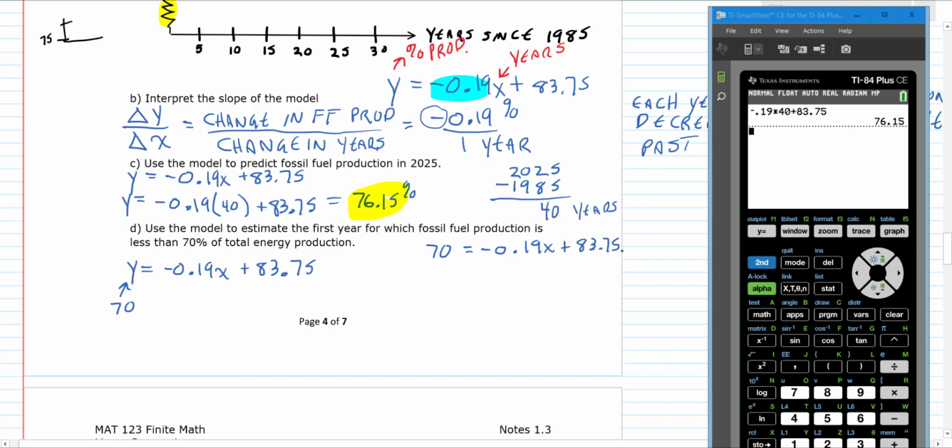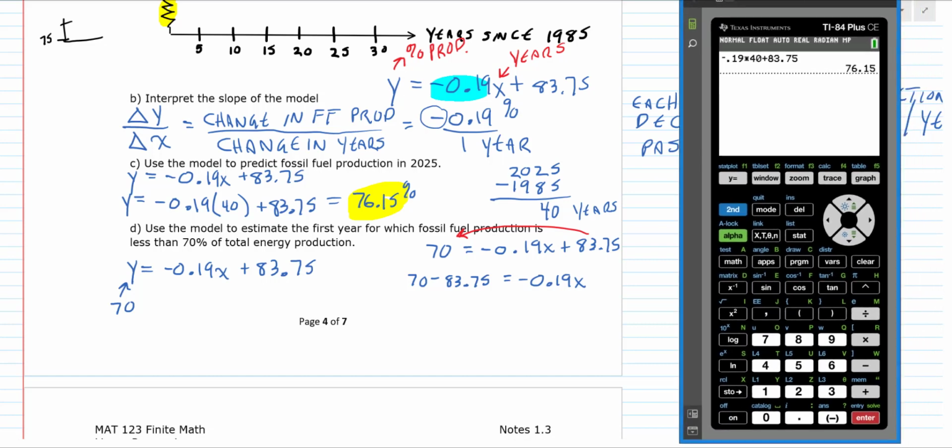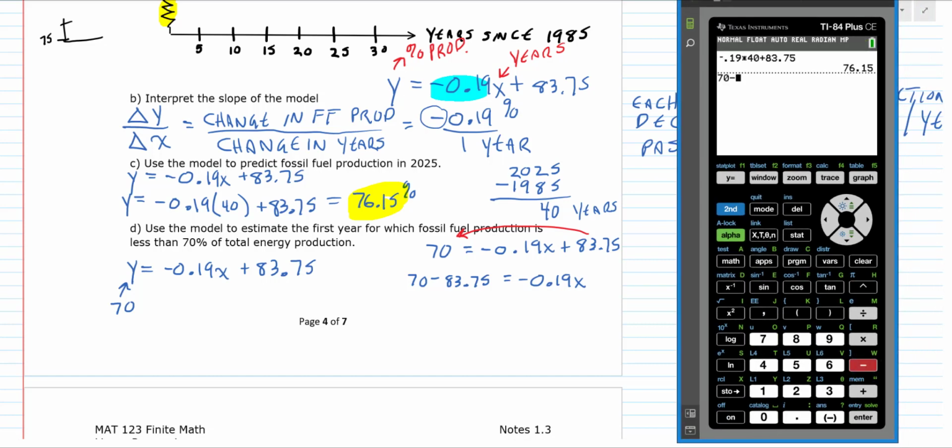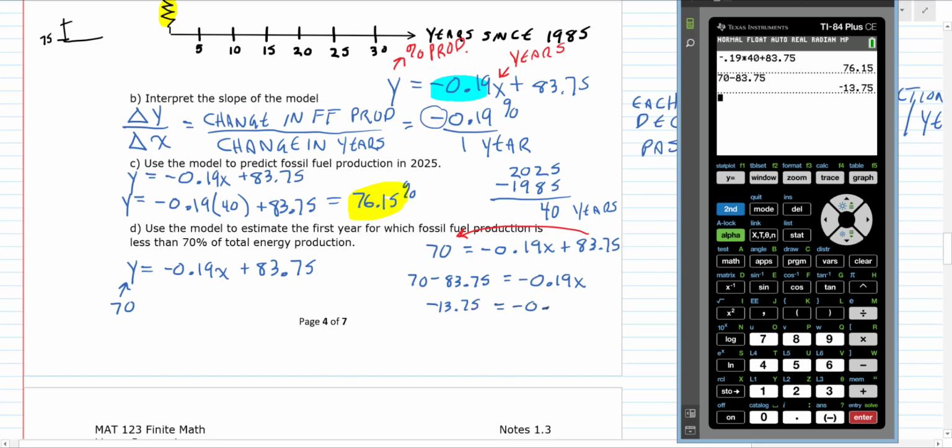You could also do this with an inequality, but we're just trying to find the first year this happened, so this is good enough. All right, so I'm going to subtract from both sides. I'll end up having 70 minus 83.75 equals negative 0.19x. I can take my calculator and work this out. So 70 minus 83.75 is equal to negative 13.75 equals negative 0.19x. Like that, and I divide by this value, and that will give me this.